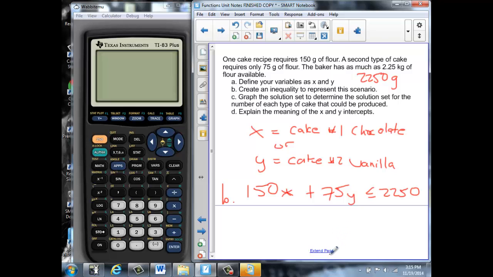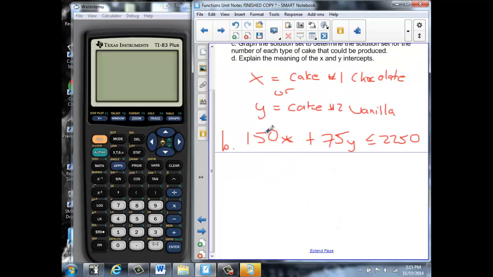Now, once I've done B, which is create the inequality, now I'd like to actually graph this thing and talk about the solution set. How do I graph this sort of equation? Get rid of the inequality, make it an equal sign. So go 150x plus 75y equals 2250. This one actually has infinite answers because you could make 1 chocolate, 1 vanilla, 2 chocolates, 1 vanilla, 3 chocolates, 1 vanilla, 4 chocolates, 1 vanilla, 5 chocolates, 5 vanilla. There will be a breaking point though, where you probably can't make 10 chocolates, 20 vanilla because you run out of flour.